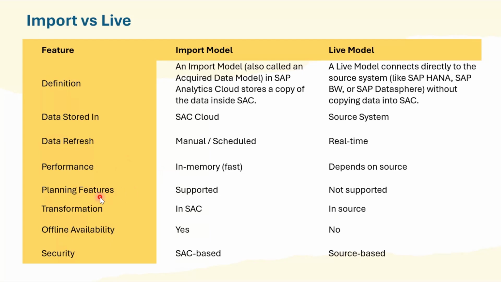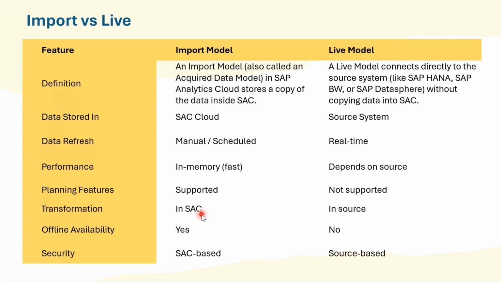So we have talked about the performance. Now the planning feature. The planning feature is only supported in the import model, so it is not supported in the live model. When you create an import model, there are two types of models within the import model which you can choose. You can choose the import model as an analytic, or you can choose the import model as a planning. There is a checkbox option using which you can enable or disable the planning feature. And then the transformation you can perform in SSC itself, because in a very usual scenario you will have some basic transformations like cleaning or preparation of the data in the backend if it is coming from the backend.